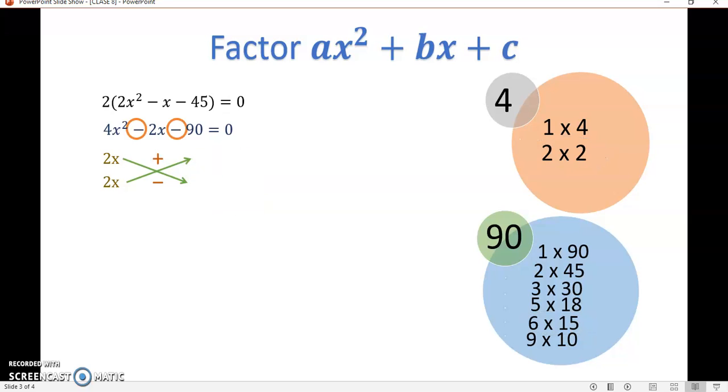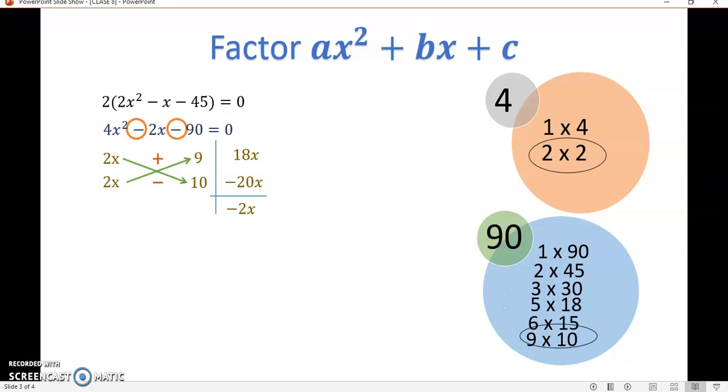Now, I'm going to use the 2 times 2 and also the 9 times 10. And I place my 10 as a greater value with the negative number. So I multiply my 2x with the negative 10, and I'll have negative 20x. And I multiply my 2x with a 9, and I'm going to have 18x. So 18x minus 20x is negative 2x.